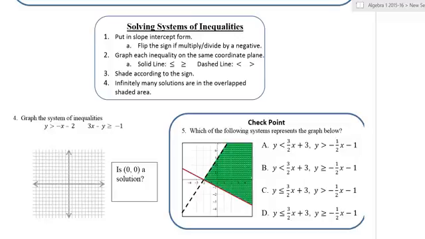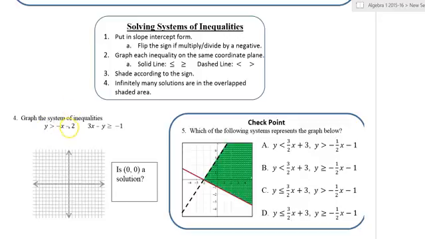Solving systems of inequalities. So we are putting in slope-intercept form. Now make sure that when you do that, you are flipping the sign if you multiply or divide by a negative. You're going to graph, and when you do that, you're going to use a solid line for less than or equal to or greater than or equal to. You're going to use a dashed or dotted line for less than or greater than. Shade according to the sign, and there are infinitely many solutions where they overlap. Okay, so when we had a system of equations, there was only one solution, and that was their one intersection point. But now, because of the shading, there will be infinitely many solutions.